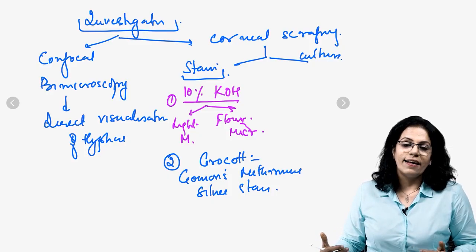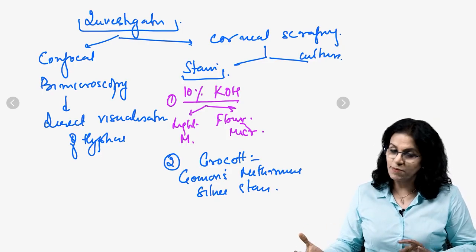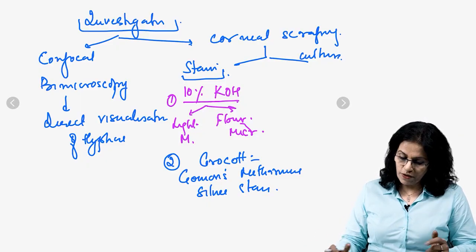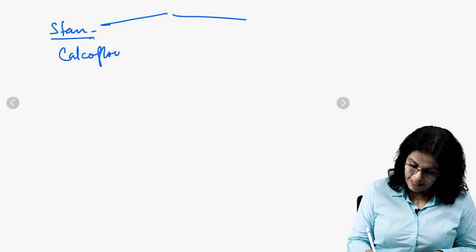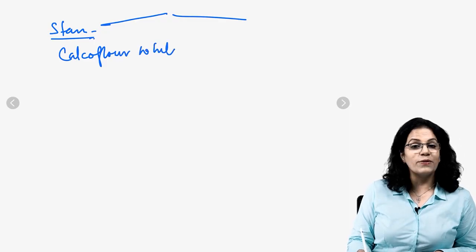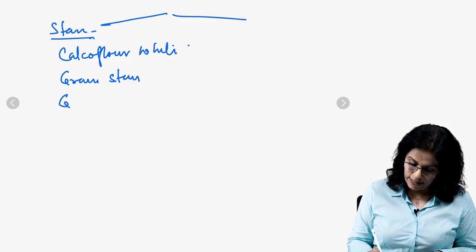Coming to what can be some other names? Calcofluor white, even Gram stain and Giemsa stain can be in the list. So, we will note it down that we are talking about stains here. Continuing with that, we can write calcofluor white. Calcofluor white you are also going to learn in Acanthamoeba keratitis, right? Then Gram stain and Giemsa stain can also be used and it's in the list.